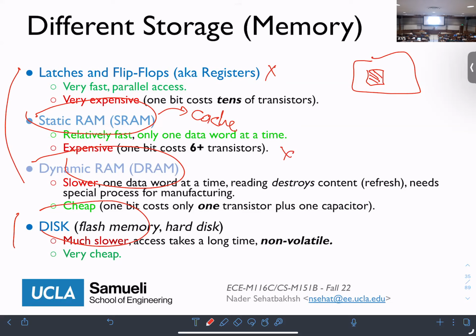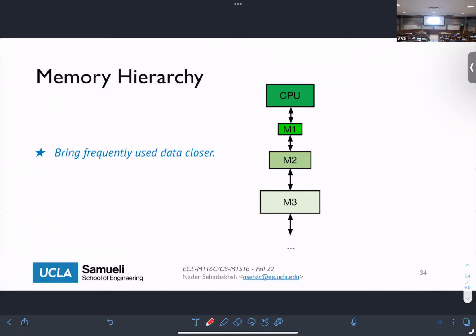to create this M1, M2, M3 that I showed you in this picture. We're going to have our register file here, our SRAM here, our DRAM here, and our disk here. That would be the basis of creating our memory hierarchy.